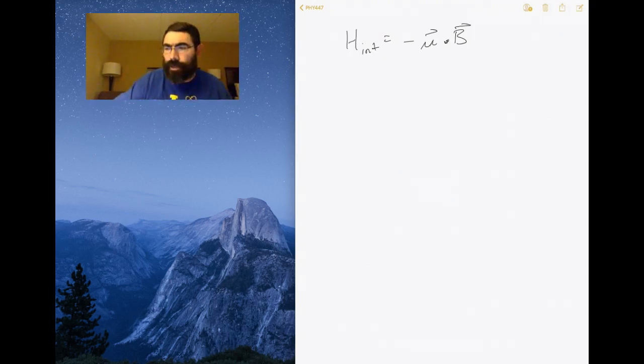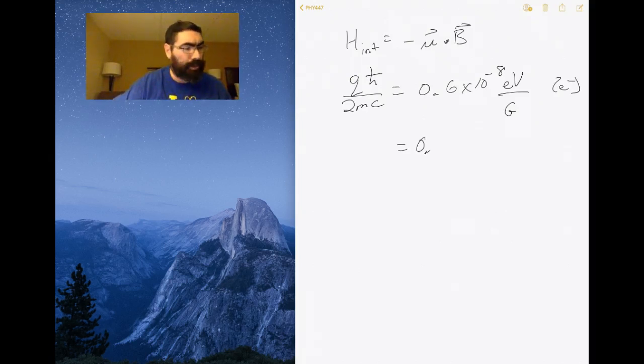And then all you have to do is just turn the magnetic moment into a quantum mechanical operator. And when we did that, what we got was the Bohr magneton, which was the charge times h bar over 2mc, which I worked out was 0.6 times 10 to the minus 8 electron volts per Gauss for the electron, and 0.3 times 10 to the minus 11 electron volts per Gauss for a proton, let's say.